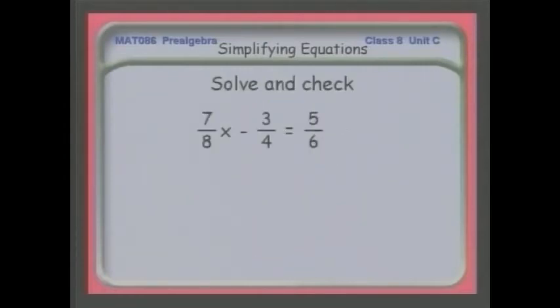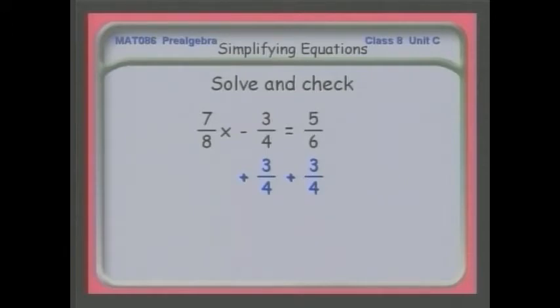Let's solve this equation, which is a little more complicated than the first one, and then check it. 7/8 of x minus 3/4 is equal to 5/6. Immediately I see here that I have 3 different denominators. I'm going to have to do some work because in order to ultimately do this, I may have to find a common denominator. The first thing I'd like to do is get x by itself on one side of that equation. I add 3/4 to both sides of the equation.